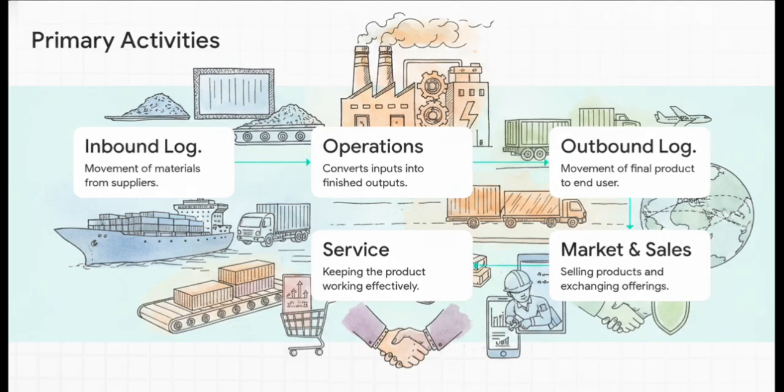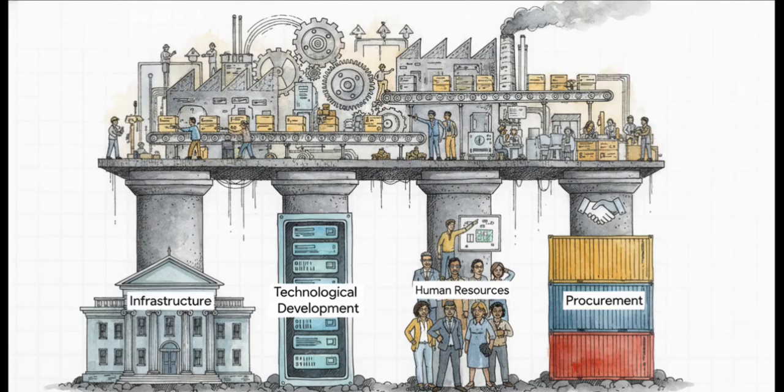The crazy thing is, a company can gain a massive advantage over its rivals by optimizing just one of these 5 steps. But those primary steps absolutely cannot happen in a vacuum. They are held up by 4 critical support activities. Infrastructure, like your accounting, legal, and management teams. Technological development, the hardware and software. Human resources, recruiting and training your people. And procurement, buying the external stuff you need.